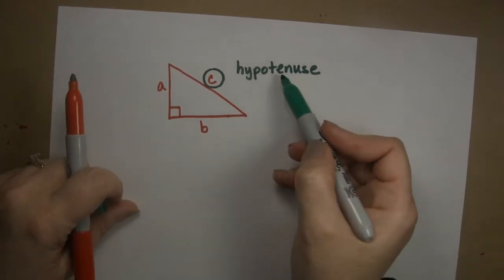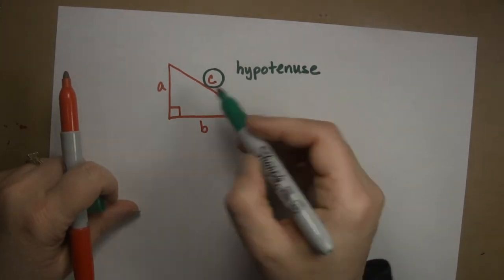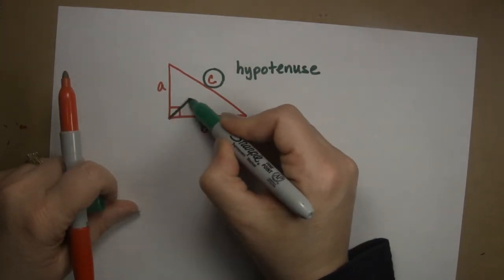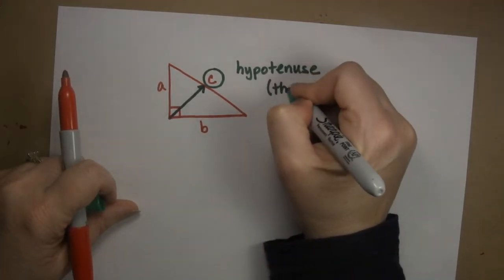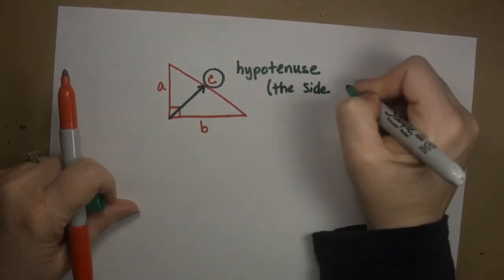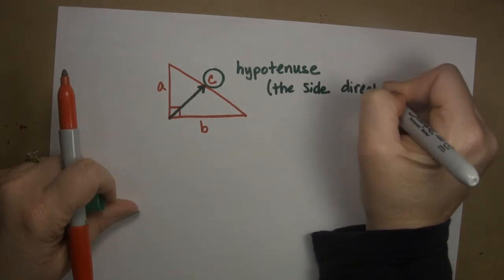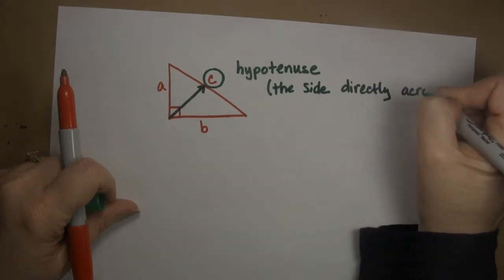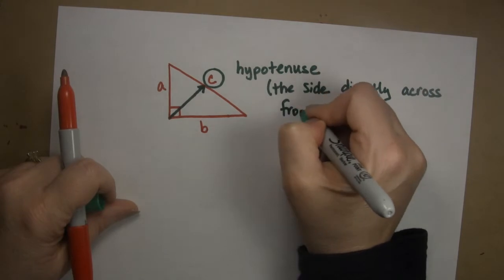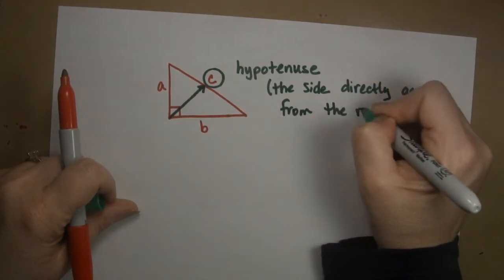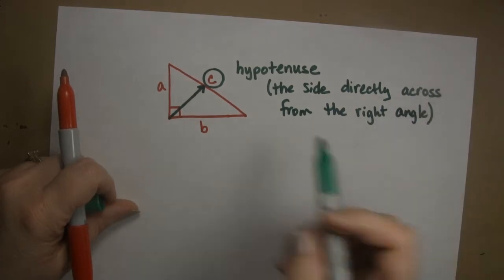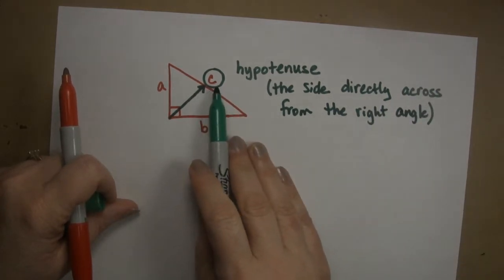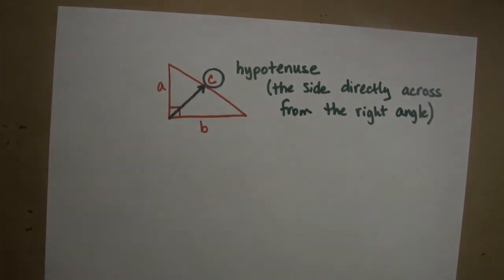Okay, so what is the hypotenuse? Well, the hypotenuse is the side that is directly across from your right angle. The side directly across from the right angle. And that is usually designated as C. Okay, so that is the hypotenuse.